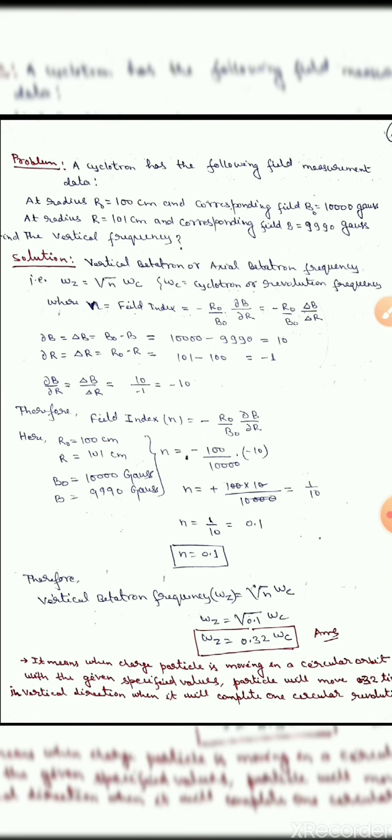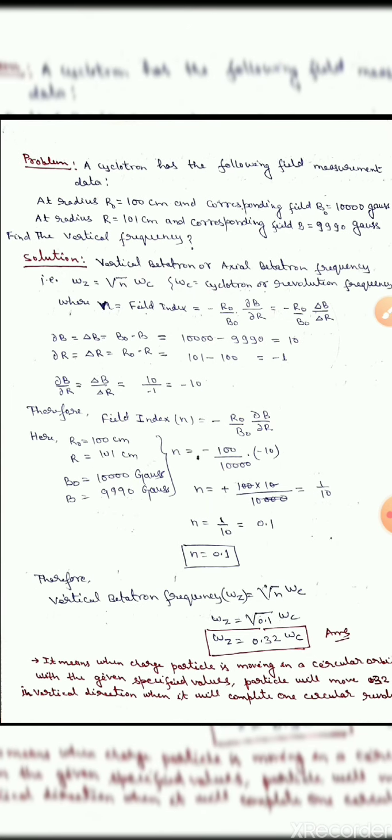That was the theory part. So I have come up with a new numerical problem, related to the radial Betatron motion and axial Betatron motion. The problem is: a cyclotron has the following field measurement data. At radius r0 equal to 100 centimeter, the corresponding field B0 is 10,000 Gauss. Similarly, at radius r equal to 101 centimeter, the corresponding field B is 9,990 Gauss. Then find the vertical frequency.